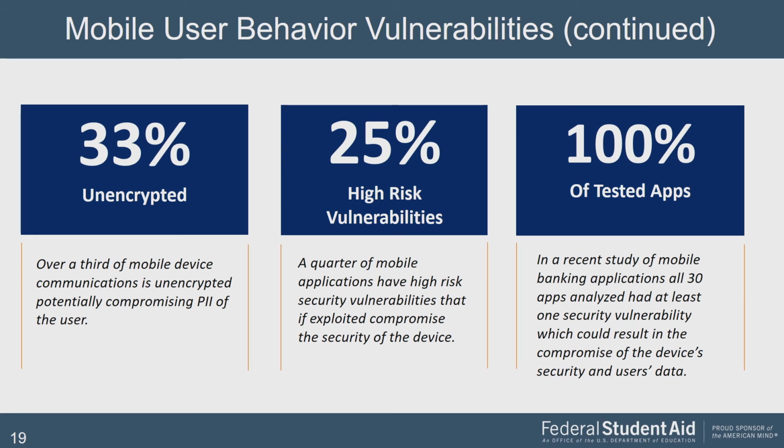A third of mobile traffic is unencrypted. That means the email's not encrypted. Well, you may not know, SMS texting is not encrypted. 100% of the applications they tested, and I think they looked at financial applications as an example, had at least one vulnerability that could compromise device security and the user's data associated with that application.